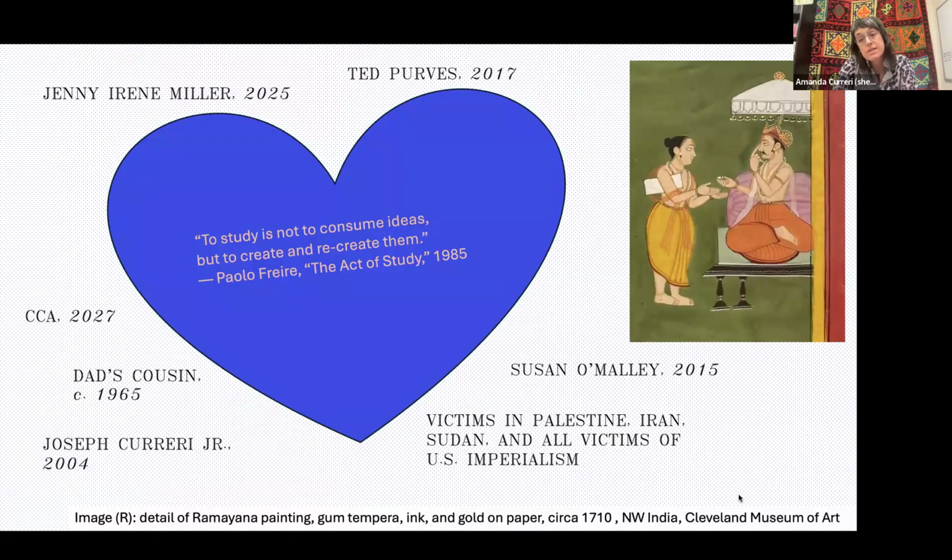I said I was going to bring folks into the talk. We all carry folks with us, and today I want to bring a few folks. Jenny Irene Miller is a brilliant artist who we lost last year, a recent alum of the UNM MFA program. Ted Purvis was one of my mentors from CCA, a social practice artist. Susan O'Malley, another CCA artist, friend, colleague, and I'm learning so much from her through her passing and the way her artwork works beyond her personhood now that she's passed.